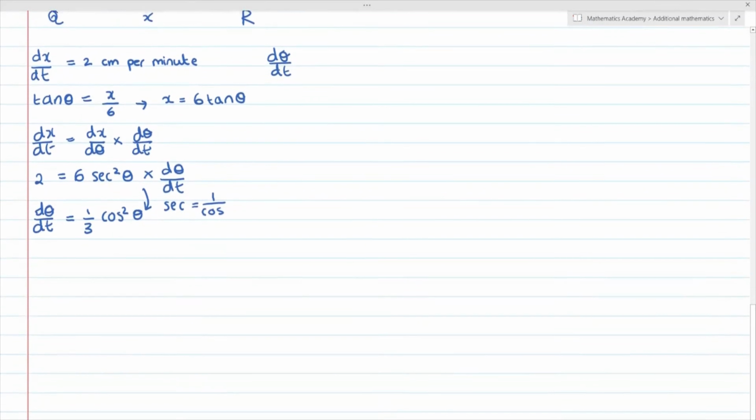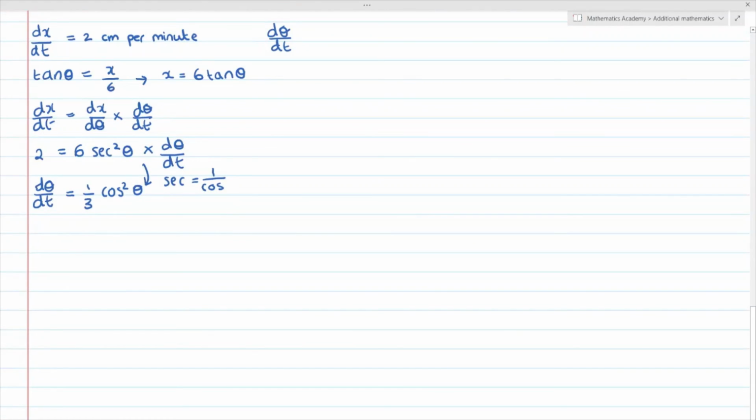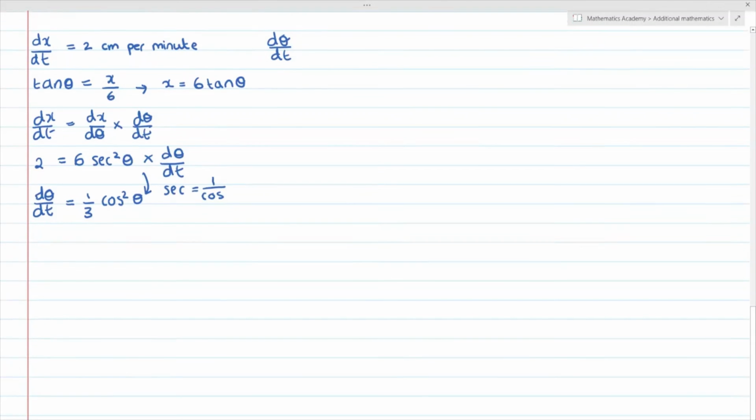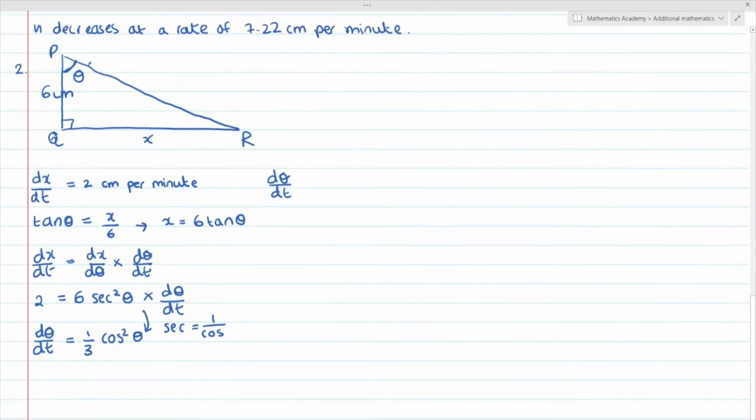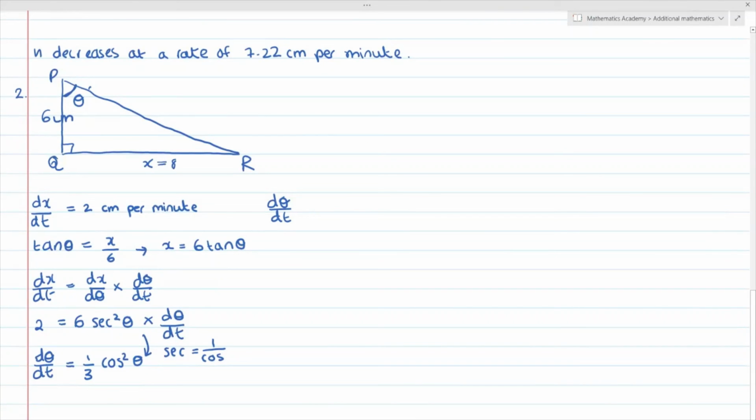Okay, so we know that we're looking for d theta/dt at a specific value of x, which also gives us a specific value of theta. So let's find that specific value. So when x is equal to 8 centimeters, notice by the way that this is a 3, 4, 5 triangle in disguise, because this is just 3, 4, 5 but multiplied by 2. So we have 6, 8, 10 centimeters, and so cosine of theta would be 3/5.